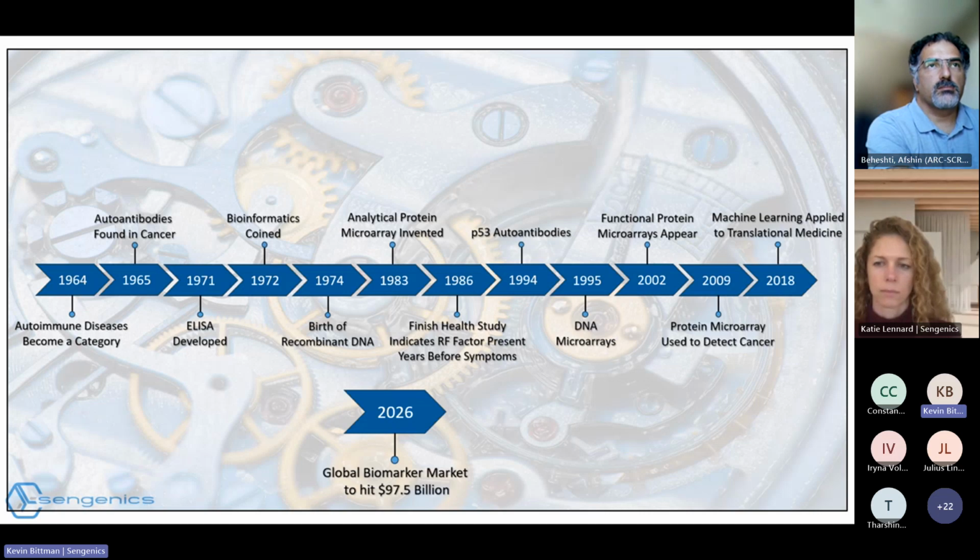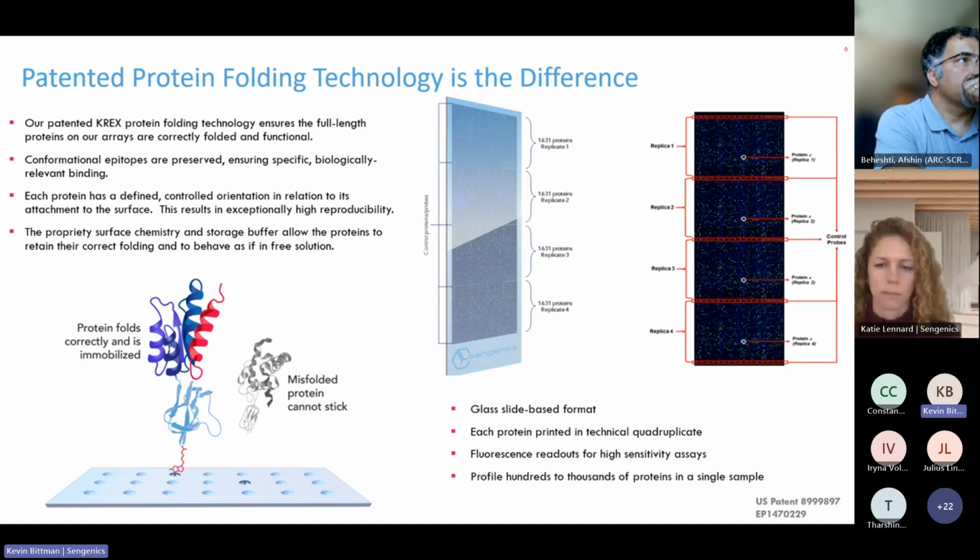And for me, biomarkers wasn't something we spent a lot of time talking about in the late 90s, early 2000s. If you take a look at PubMed, biomarker discovery as a field exploded in the last 10 to 15 years. So with Syngenics, our technology is a protein microarray, and we have a particular type of technique called CREX to produce correctly folded full-length proteins.